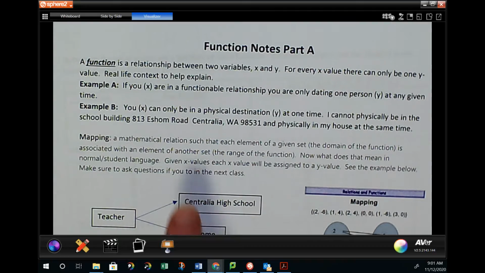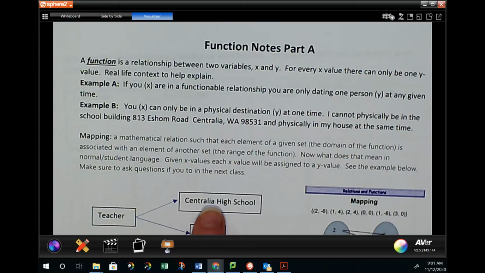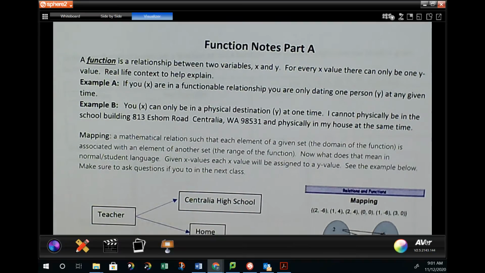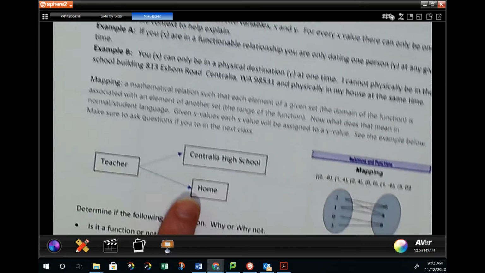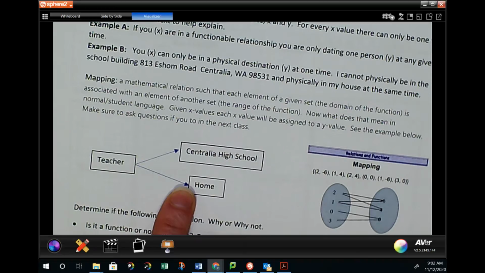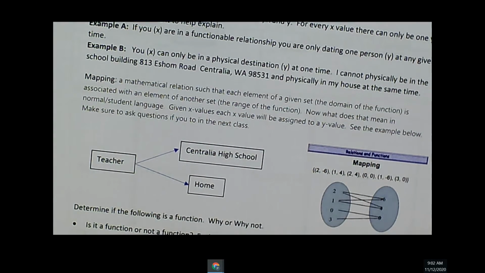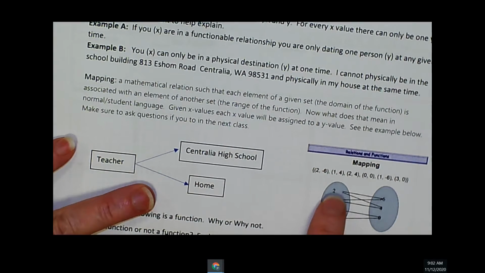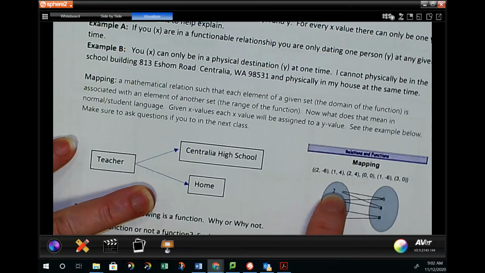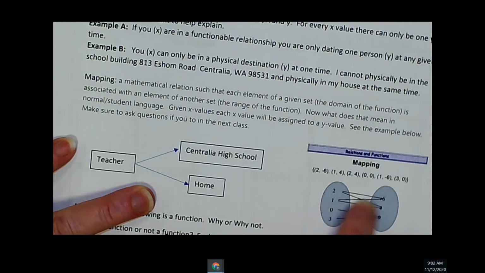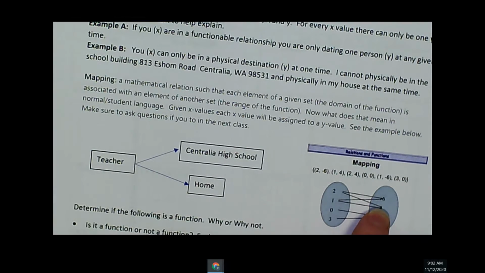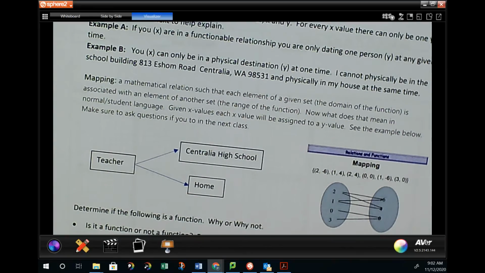The next thing is a mapping. I'm a teacher and I'm at Centralia High School and I can be at home. So this is not a function, because I cannot be at the high school and at home at the same time. This is also a mapping, where you look at the relationship, because this 2 goes to 4 and that 2 goes to 6. That's not a function. Also, 1 goes to 6 and 1 goes to 4. So that makes that not a function.